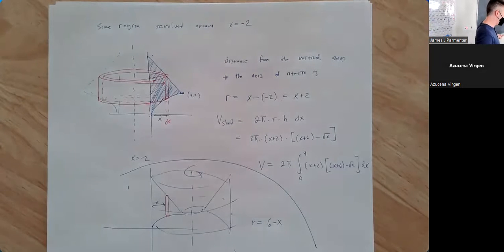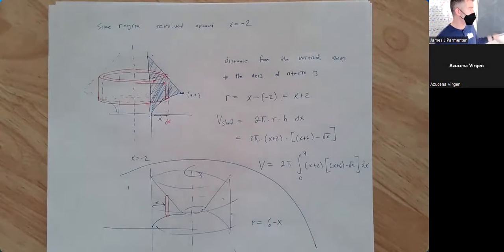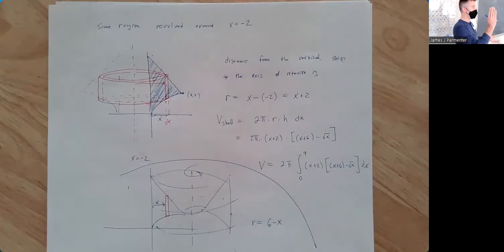So basically, once you've decided what kind of strip you want, if it's a vertical strip and you're going around the y-axis, you have to use shell, because your strip is parallel to the axis. If it's a vertical strip and you're going around the x-axis, you have to use disk or washer method. If it's a horizontal strip and you're going around the x-axis, you have to use shell. If it's a horizontal strip and you're going around the y-axis, you have to use disc or washer method.